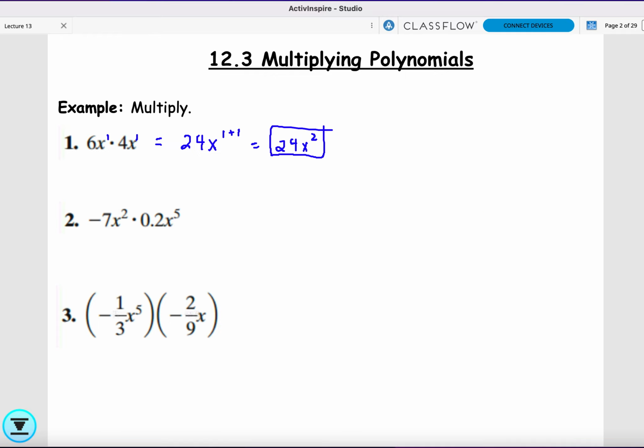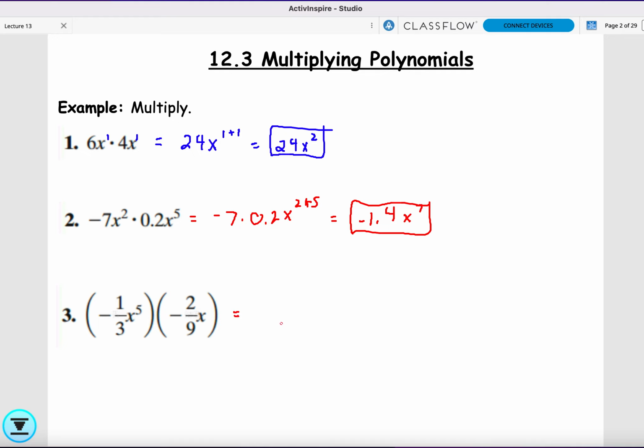Number 2. Negative 7 times x squared times 0.2 x to the fifth. So we're going to do negative 7 times 0.2, and it'll be x squared plus 5. So negative 7 times 0.2 is negative 1.4. And then we're going to go ahead and do 2 plus 5, which is 7, x to the 7th. We're done there.